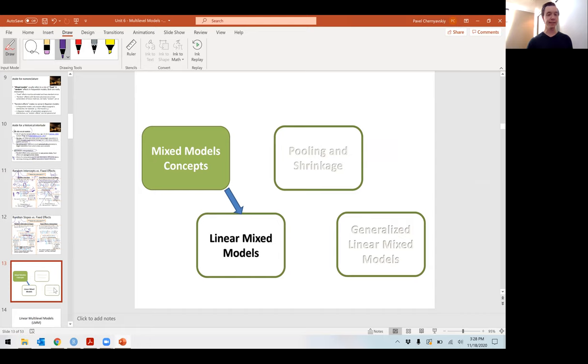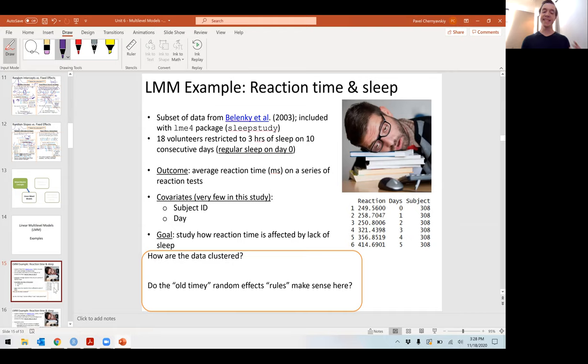This data set comes preloaded with the lme4 package. It's from a real study, and it is one that is used pretty widely to teach multi-level models because it works out really nicely. And it's a fairly interesting, intuitive example. So they got 18 volunteers, and I can talk all day about volunteer samples, like who are these people who volunteered to do something on 3 hours of sleep for 10 consecutive days?